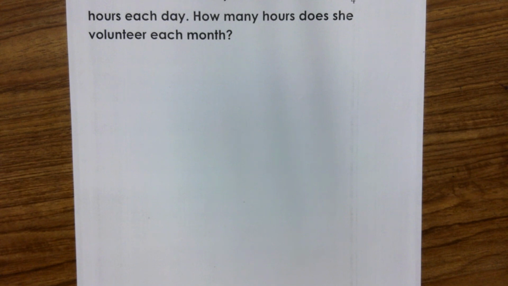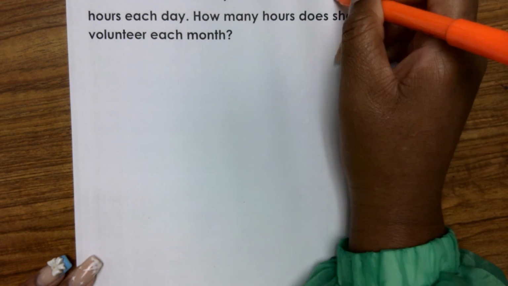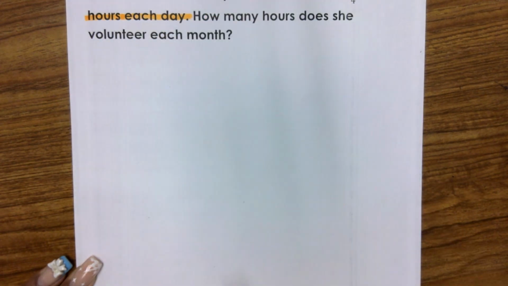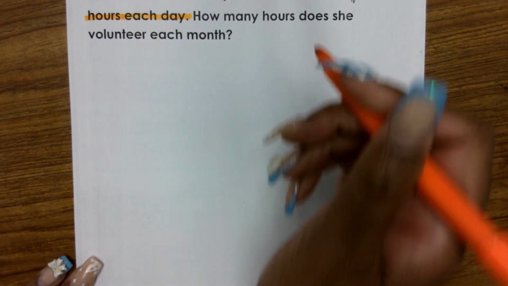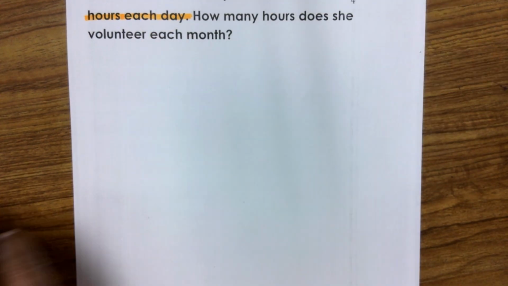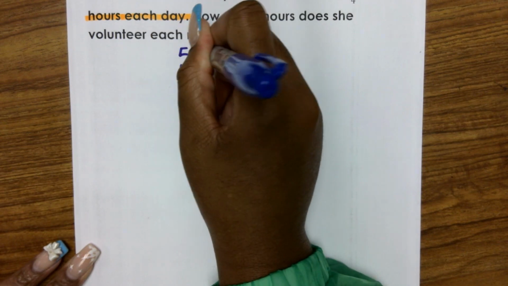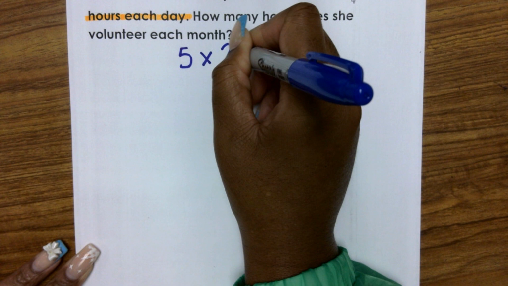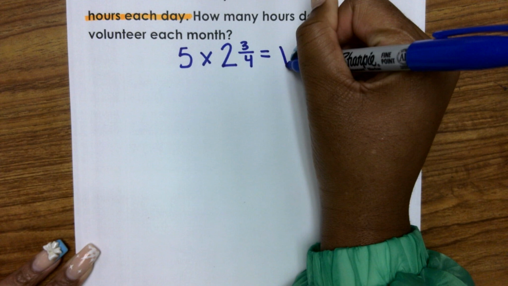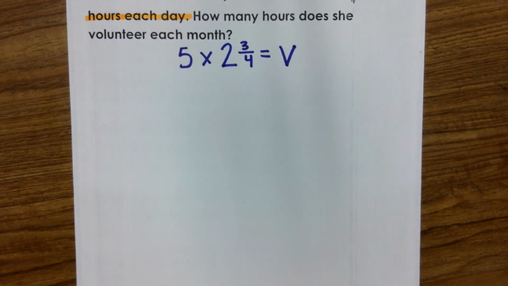When I read this problem, I need to think about all the information they're giving me. Then I need to think about what the question is asking me to figure out. It says Helen is volunteering more than 2 hours, specifically 2 3/4 hours each day. And she volunteers 5 days each month. So I need to write out my equation: 5 times 2 3/4 equals V. V is going to represent the total number of hours that Helen volunteers.